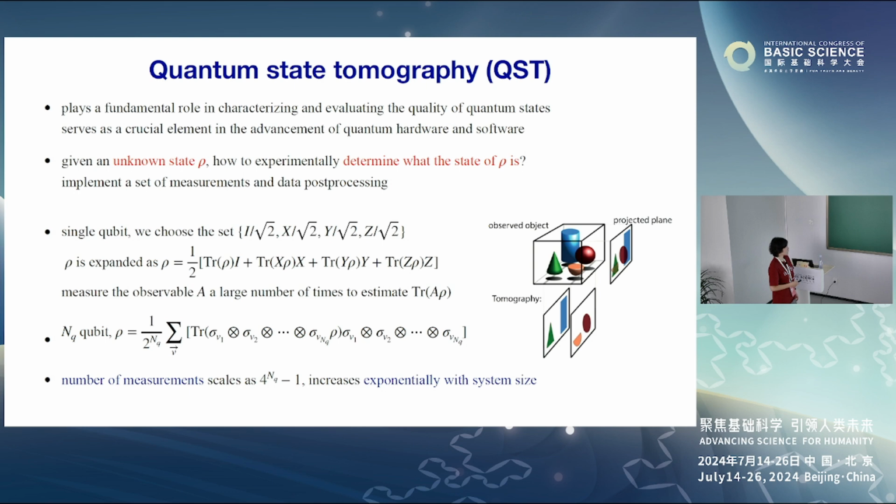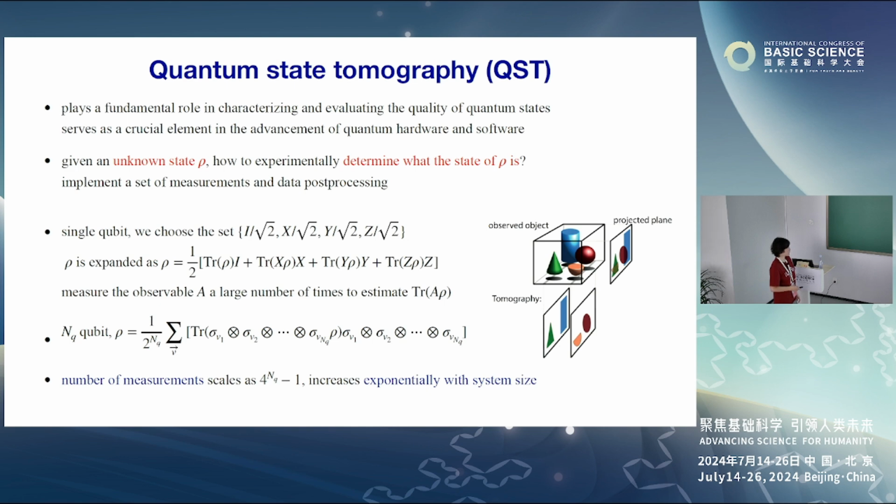For example, for a single qubit, we can choose a set of phases, and the density matrix can be expanded in this basis like this. We can measure some observable A many times, and finally get an estimate of this coefficient, which is just the coefficient before this basis. If we measure it many times, we get enough information to reconstruct the density matrix. So this is what we do for quantum state tomography.